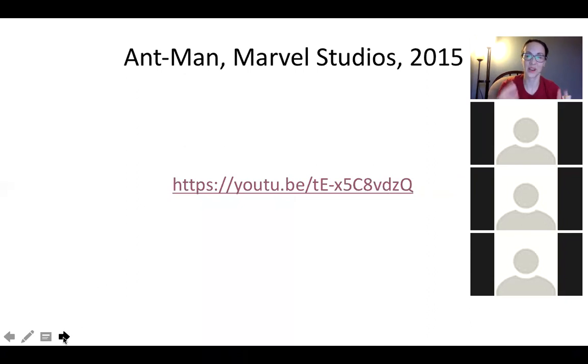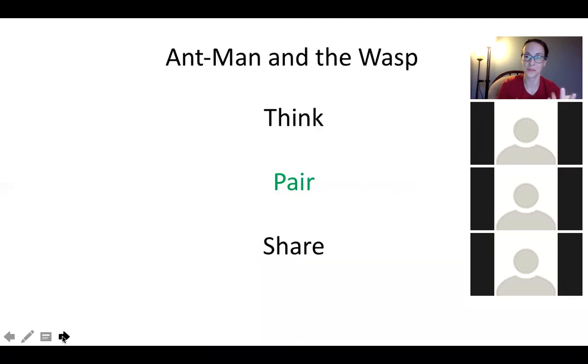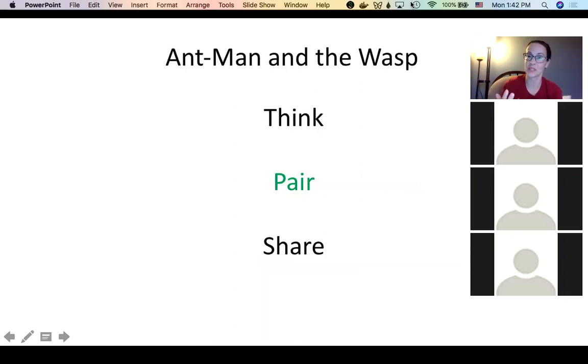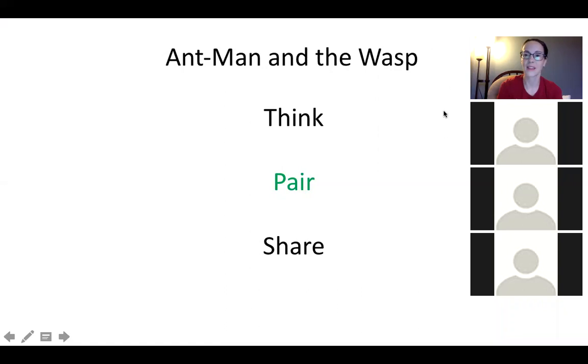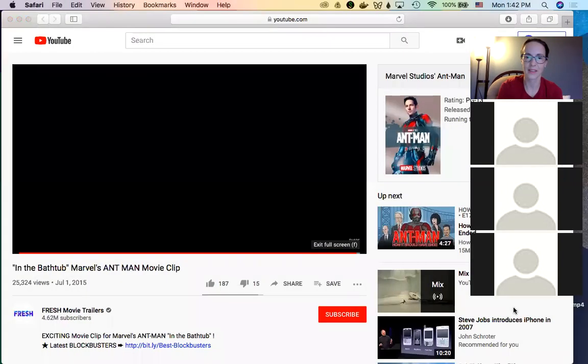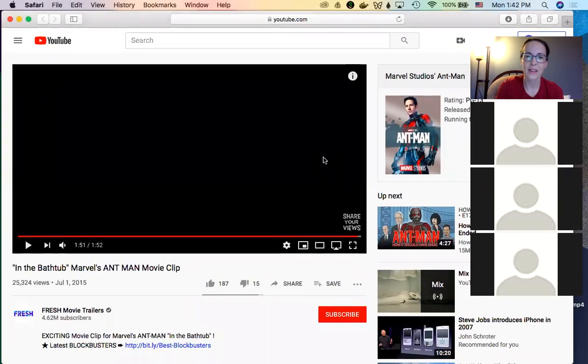So that's the clip, and I hope that you noticed maybe one or two physics things from the clip. I'm now going to place you into breakout rooms, and now it's time to pair with each other and just tell each other what you noticed about the physics of Ant-Man from that clip. And here we go. You're going to start being invited into your breakout rooms. And you have 3 minutes to discuss.